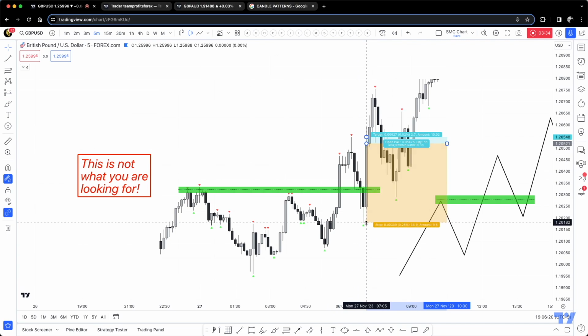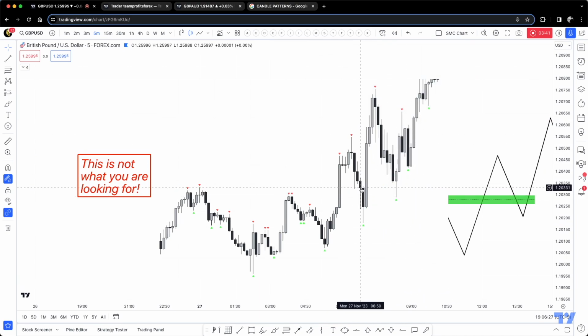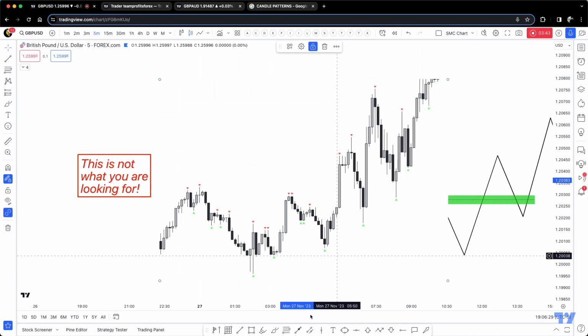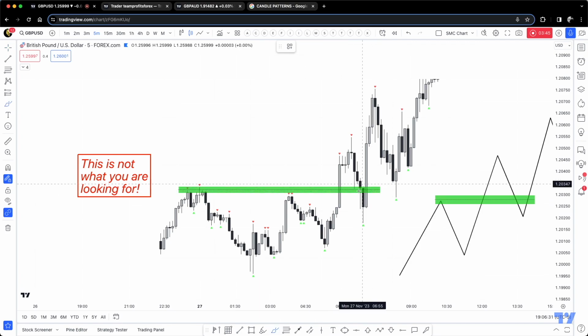You're going to have to place a stop loss below here and take profit 1 to 2. It's up to you, but I would rather you let it go, because it's not respecting the level. Same thing happened here.